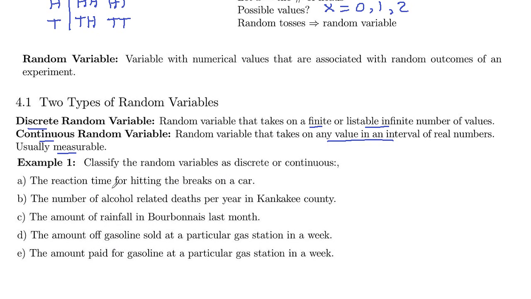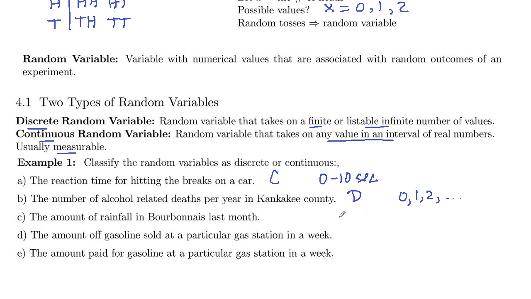So let's classify some random variables here. Reaction time for hitting the brakes on a car. That could be anywhere from, say, 0 to 10 seconds, for example, and that's measured by a watch. That's anything in an interval, so that's continuous. Number of alcohol-related deaths per year in Kankakee County. Those would be numbers like 0, 1, 2, etc. Those are listable, so that is discrete.